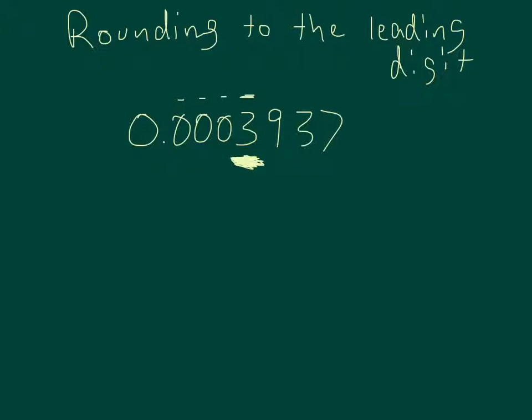So what you do, you follow the same rules as rounding other decimals. You look at the digit to the right of the leading digit. And since it's 5 or greater, it's a 9, we're going to round up. So that number is going to round to 0.0004. The 3 is going to round up to a 4. So that's rounding to the leading digit. And again, the leading digit is the non-zero digit farthest to the left.